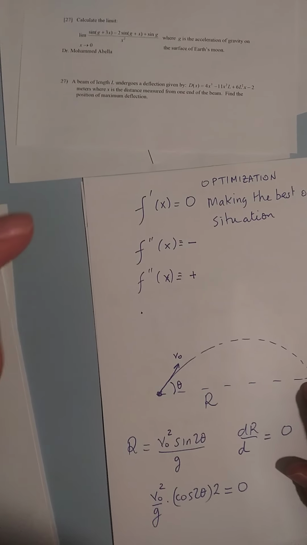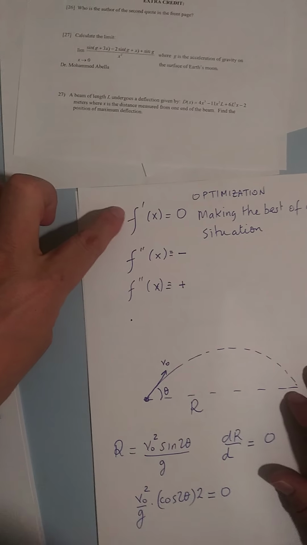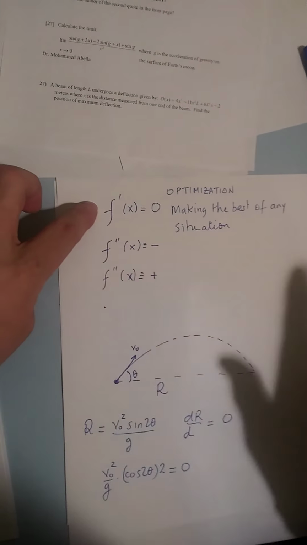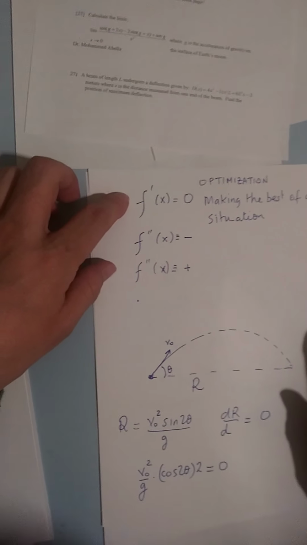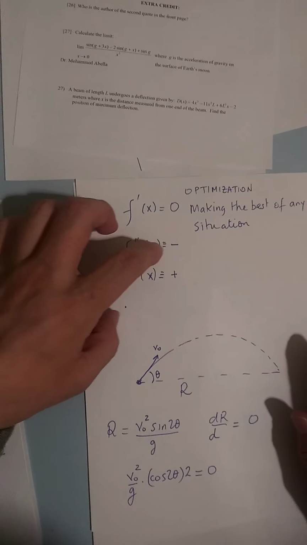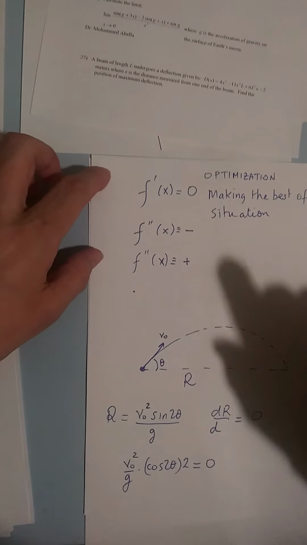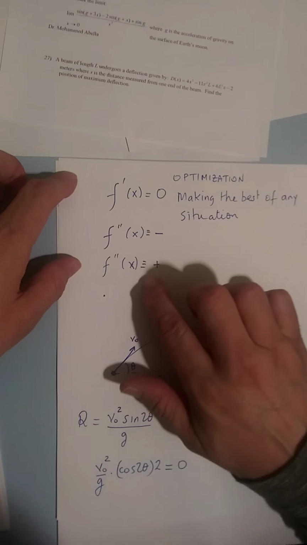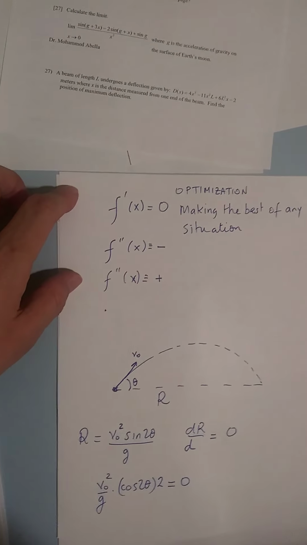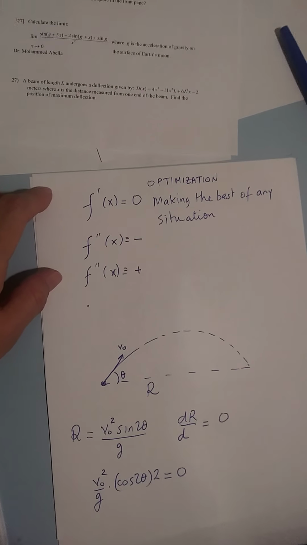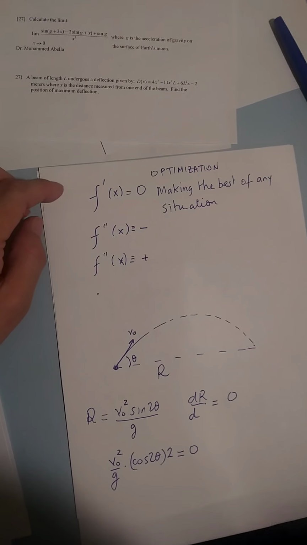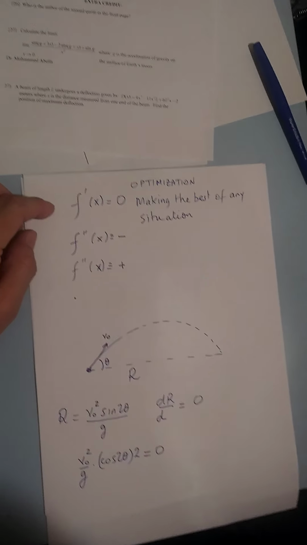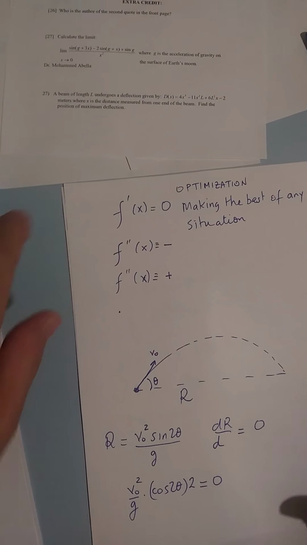It means when you're optimizing a situation, the first thing you want is for the derivative to be zero, whatever it is you're optimizing. If the second derivative is negative, then the situation will lead to a maximum. If the second derivative is positive, then that would lead to a minimum. So first find the derivative, set it equal to 0. Okay, let's do an example.